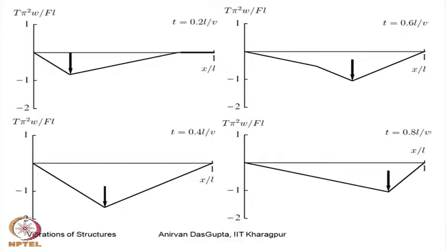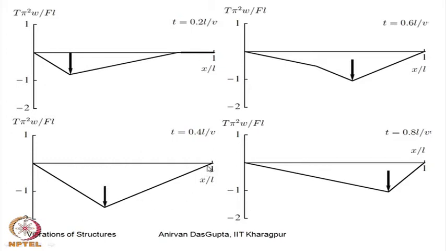Let us look at certain configurations of the string. So, here you will see the configuration of the string at certain time instants. For example, here this is 0.2 L over V. So, this force has travelled 1/5 the total length of the string, and this is how the string looks. You see that this portion of the string is as yet undisturbed, but when t reaches 0.4 L over V, so 40% of the distance has been covered.